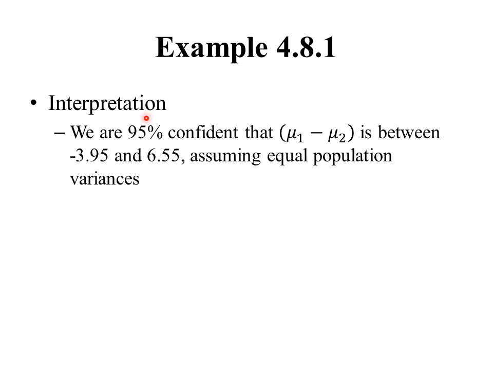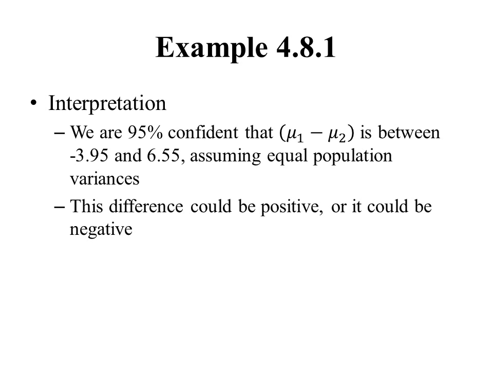Now this confidence level here means the same thing as every other confidence interval. If we were to do a whole bunch of different confidence intervals, then about 95% of them would contain the true value of this difference. What's significant about this confidence interval is that the lower limit is negative and the upper limit is positive. So that means that this difference, mu1 minus mu2, could be positive, or it could be negative, or it could be 0. We're just not quite sure.